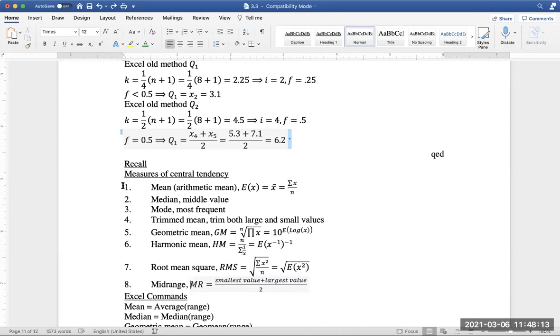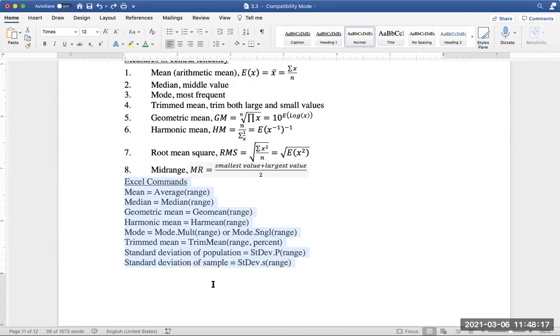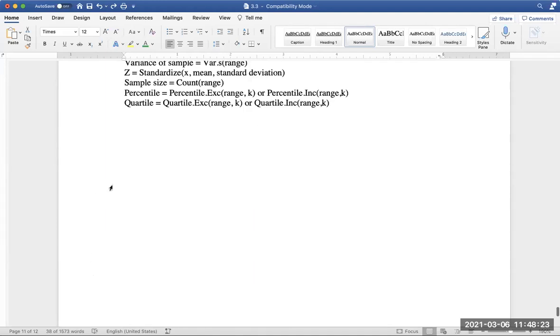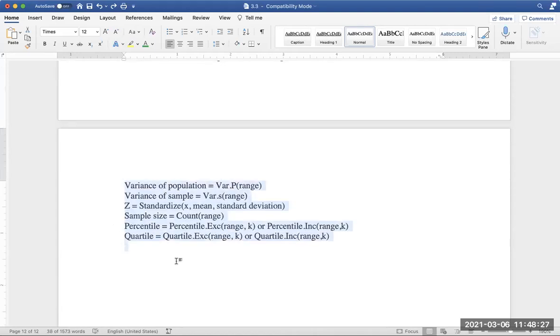And there were a whole bunch of Excel commands that we used. Okay. So that really finishes off section 3.3.